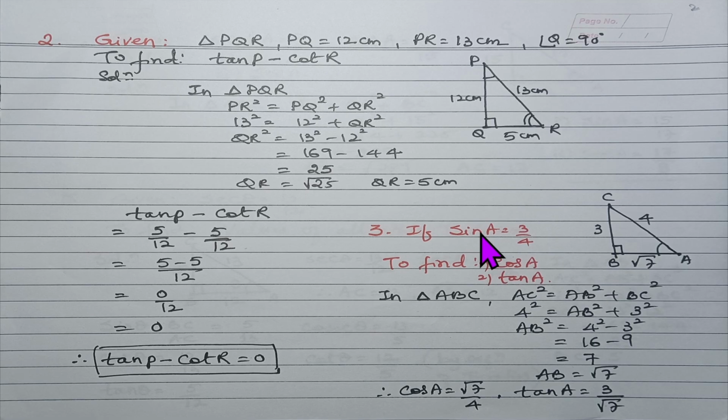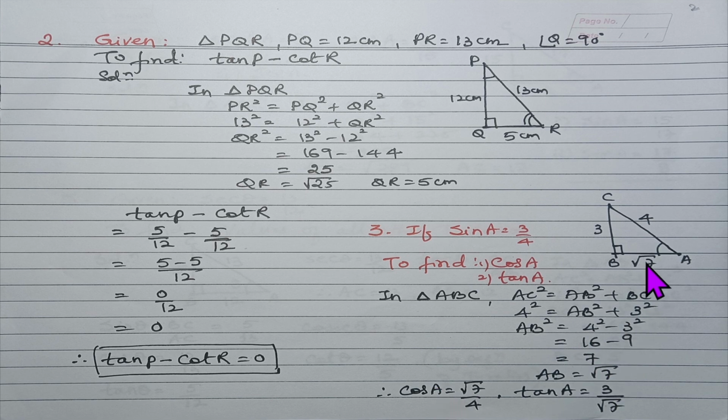Now here we are given sin A is equal to 3 by 4. Now we have to find cos A and tan A. So construct the triangle ABC here. What is sin A here? That is BC upon AC, that is 3 by 4. And find out AB by applying Pythagoras theorem. By applying Pythagoras theorem, we find that AB is equal to root 7. Therefore AC square is equal to AB square plus BC square. AB square is equal to 4 square minus 3 square, 16 minus 9, 7. So AB is equal to root 7.